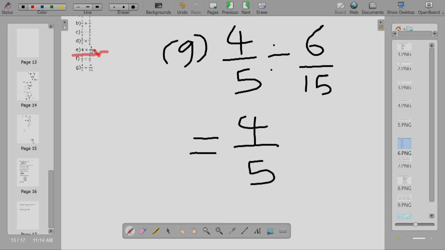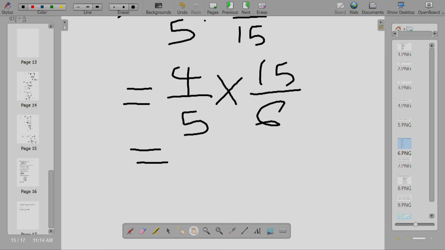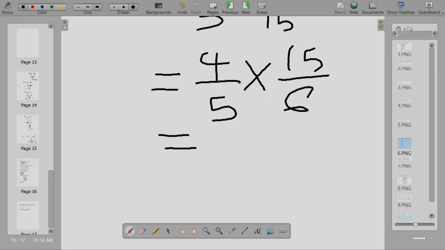Let's change the sign from division to multiplication. If you change the sign, the number in the position of the denominator will take the position of the numerator, and vice versa. So 15 will come up and 6 will come down. Then 5 divided by 5 gives 1, and 15 divided by 5 gives 3.